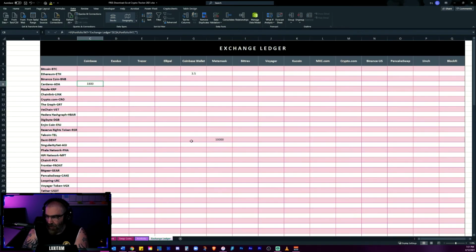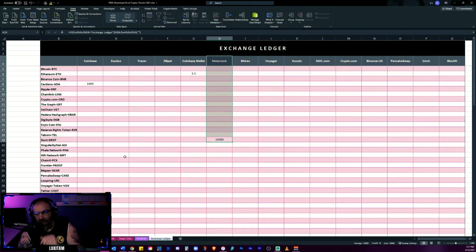Then you go over to the ledger. So I have 1,800 Cardano in Coinbase. I have 3.5 Ethereum in the wallet here. So Ethereum, I have this in Coinbase's wallet. I have 10,000 Dent in MetaMask, just at a glance. So what I've done here real quick is I have made sure that I covered the basics of buy, sell, swap, portfolio holdings, and where are they in the exchange ledger.